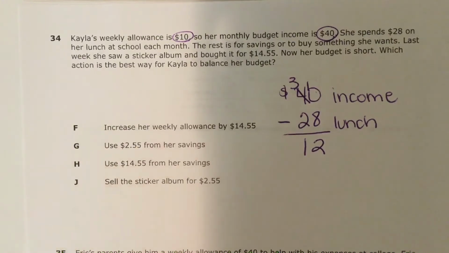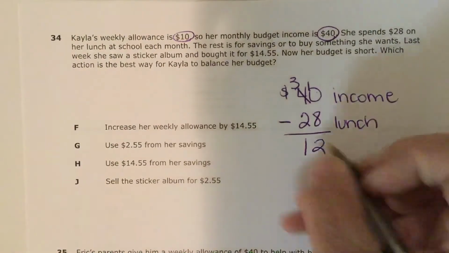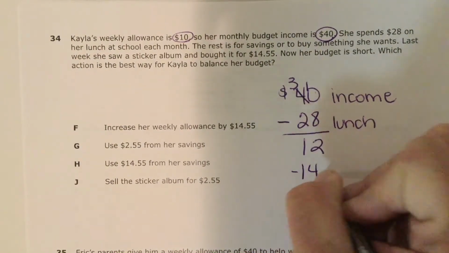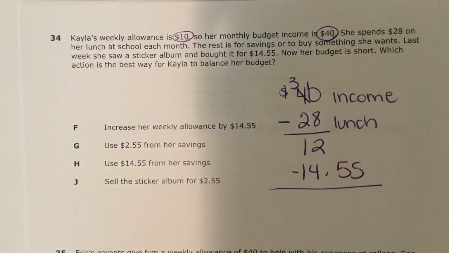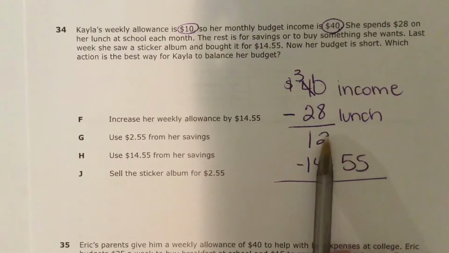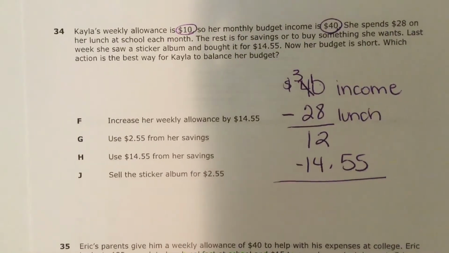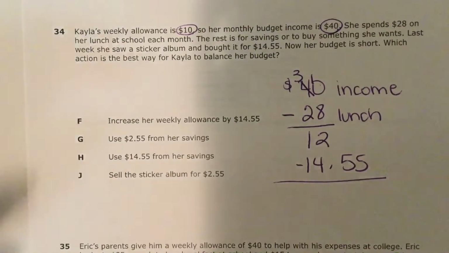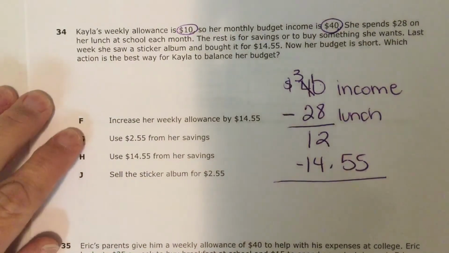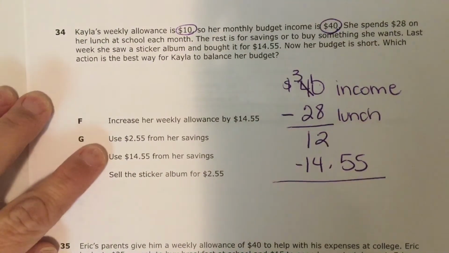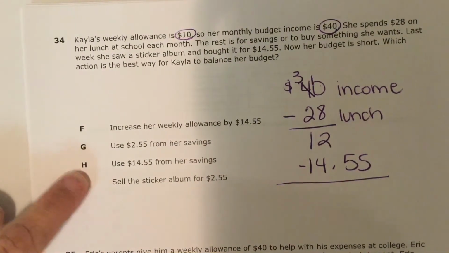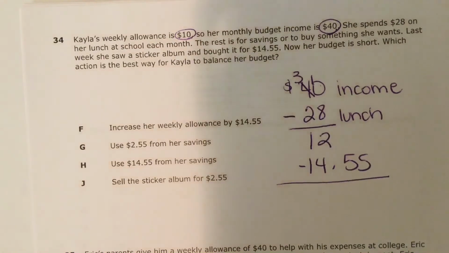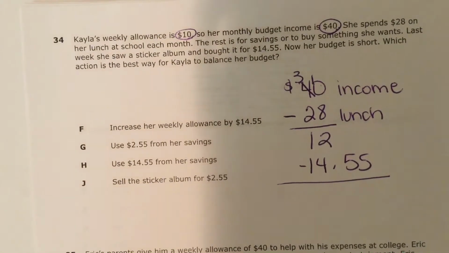It says, the rest is for savings or to buy something she wants. Last week, she saw a sticker album and bought it for $14.55. Okay, which action is the best way for Kayla to balance her budget? All right, so here's what she had. Here's what she spent. So she went over her budget. So are we going to increase her weekly allowance? Use $2.55 from her savings to cover the cost, use $14.55 from her savings, or sell the sticker album for $2.55. Which one is the logical choice?